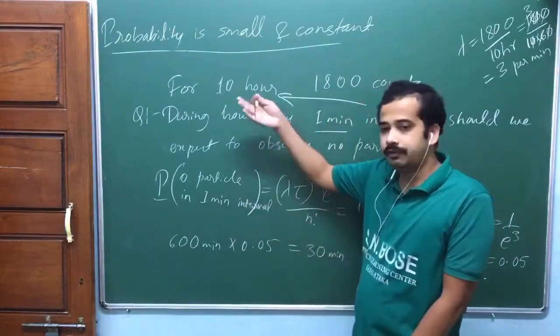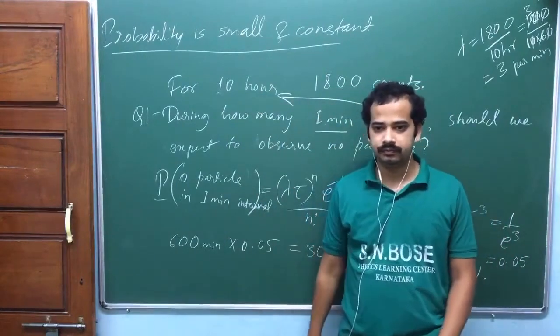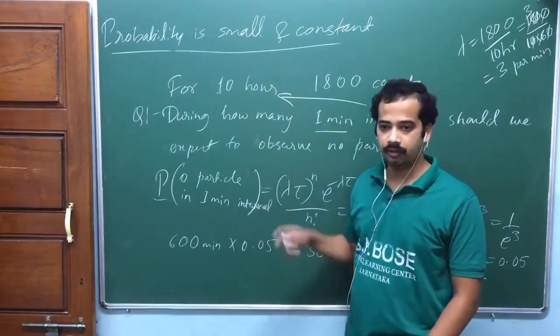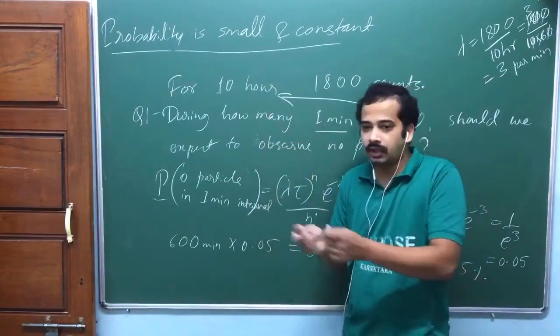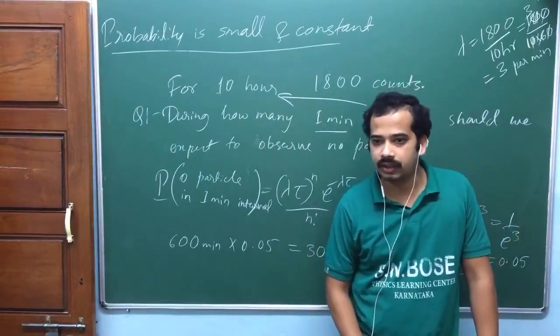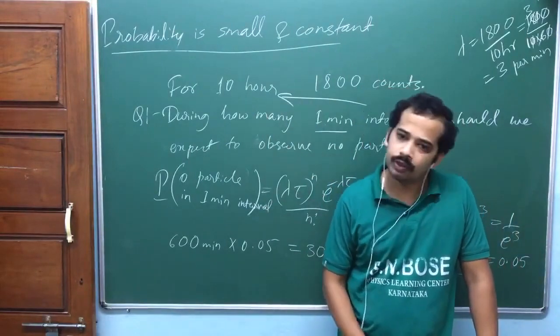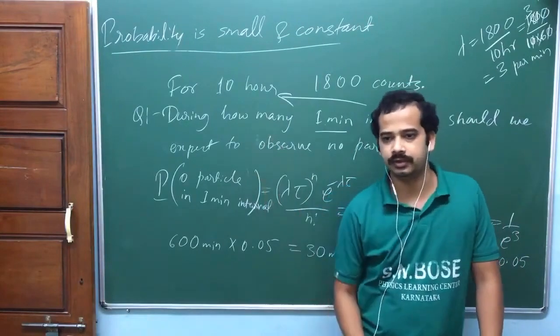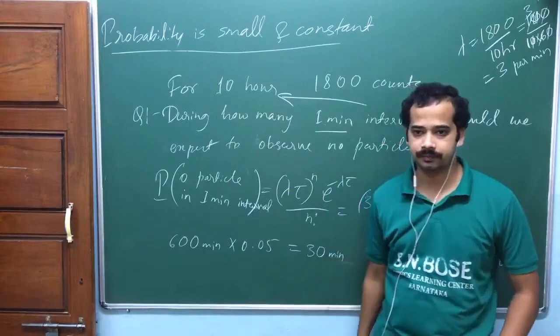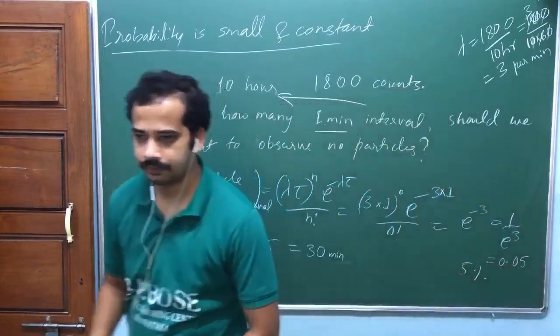Suppose the half-life is around 100 years for this substance. Then within 10 hours, usually your count will not decrease. That's why the counts are random here. 1800 counts arrive very randomly in this 10 hours. Is that okay?